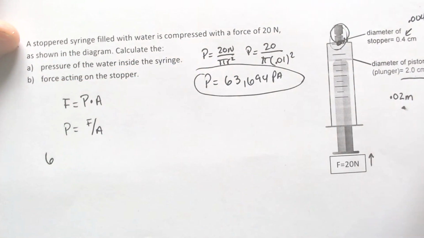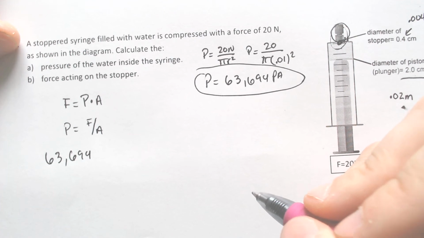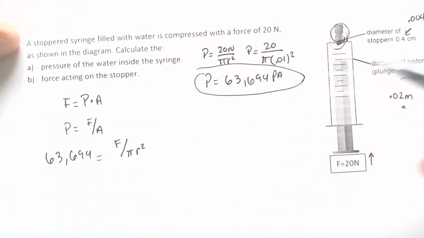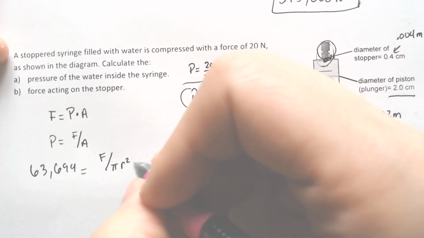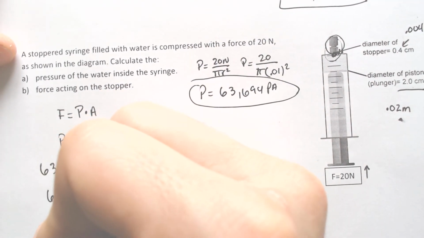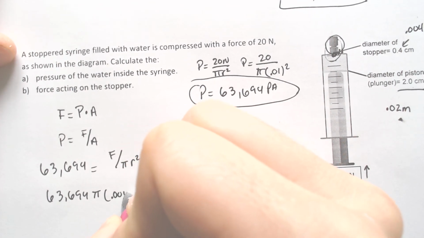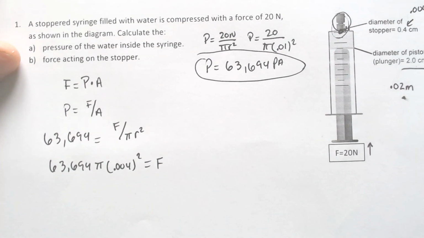We have 63,694 pascals of pressure, and we have that equal to force divided by pi r squared. The r this time is 0.004 divided by 2. So we're going to plug that in, and I'm going to multiply it: 63,694 times pi times 0.004 squared. That would equal the force, and I would expect it to be more. Let's see if it is. If it's not, then everything I've said up to this point is a lie, and I don't know what I'm talking about, and I'll have to restart the video, which would be really sad.